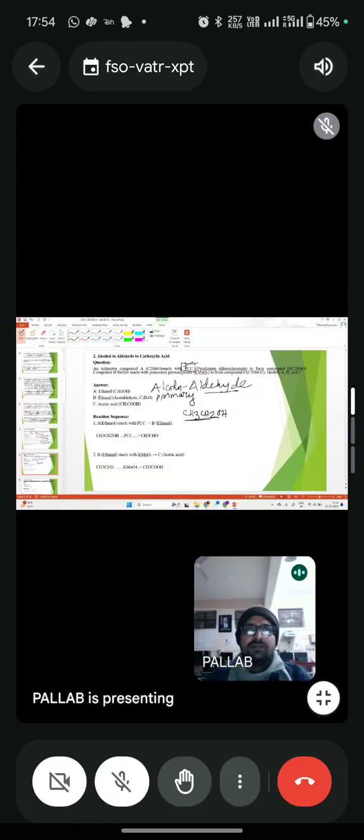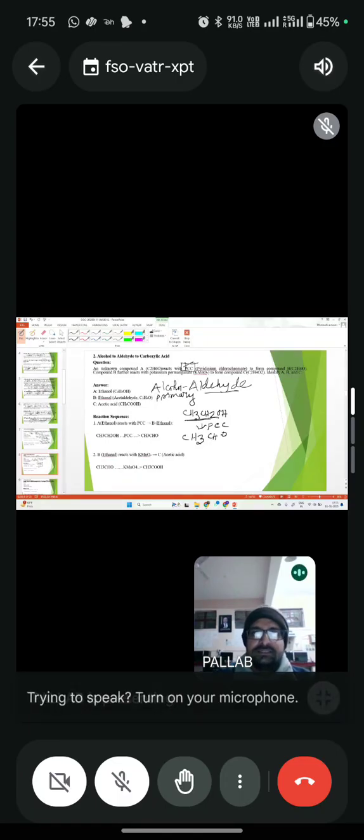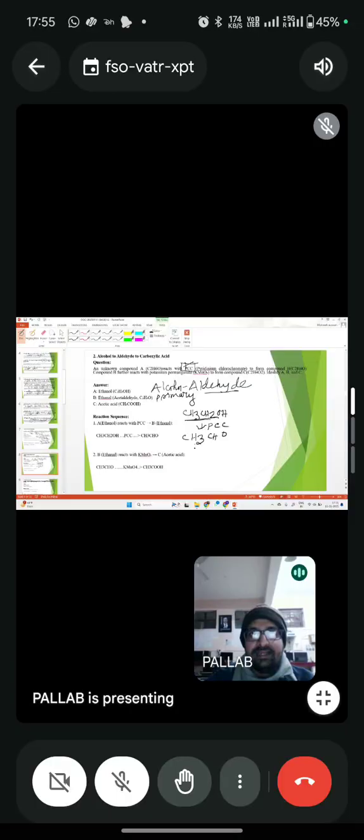So compound A is ethanol, and when ethanol reacts with PCC, that is pyridinium chlorochromate, it will give us this, that is CH3CHO. This CH3CHO is an aldehyde. So this is a mild oxidizing agent, it will oxidize this ethanol to this.